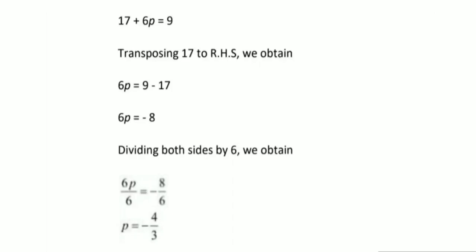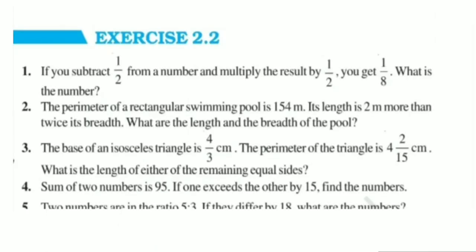So on the left hand side the 6 and 6 will cancel, and what is left here? On the right hand side, minus 8 upon 6. Now cut it by 2, so 2 4s are 8, okay, and 2 3s are 6. It means the answer is p is equal to minus 4 upon 3. So scholars, your exercise 2.1 is completed. Now come to the next exercise, that is 2.2. Okay, let's see the first question.